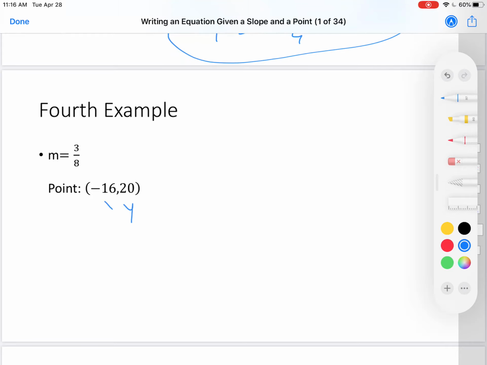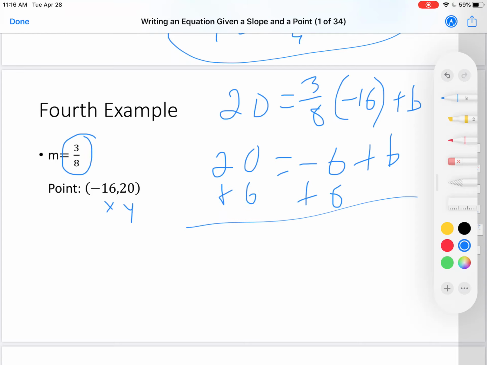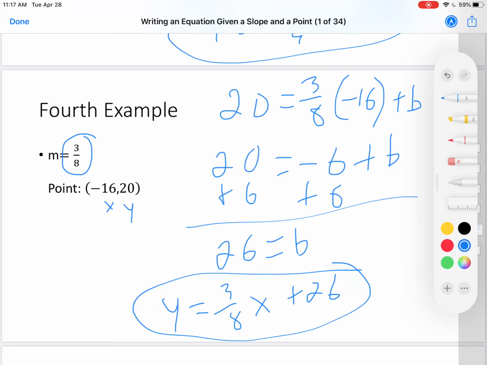Fourth example. 20 is y, negative 16 is x, m is 3/8, so 20 equals 3/8 times negative 16 plus b. Negative 16 divided by 8 is negative 2. Negative 2 times 3 is negative 6 plus b. 20 is there. This is negative 6, so we'll add 6. Add 6. 26 equals b. Y equals 3/8 x plus 26 is the equation.